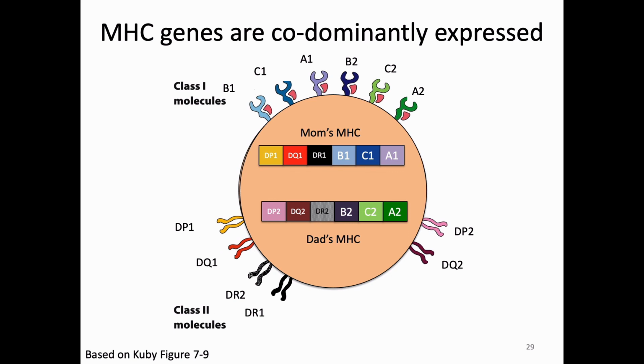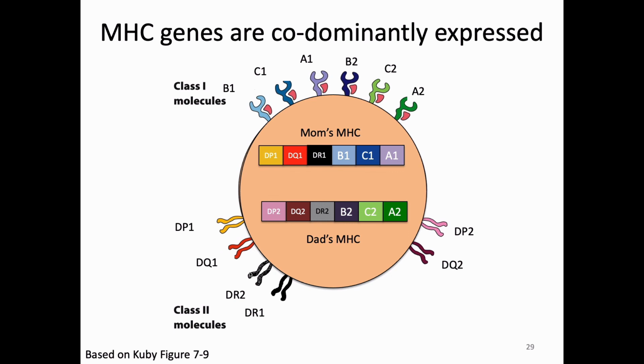Because you have 6 class 1s on the surface of your cells, that means you've got 6 chances to have the right binder, or to have a good binder for each microbe. You've got 6 chances for class 2 to have the right pocket to bind something good for that microbe. So that's why it's really important that they're codominantly expressed, and why it's so important that they're all so different.